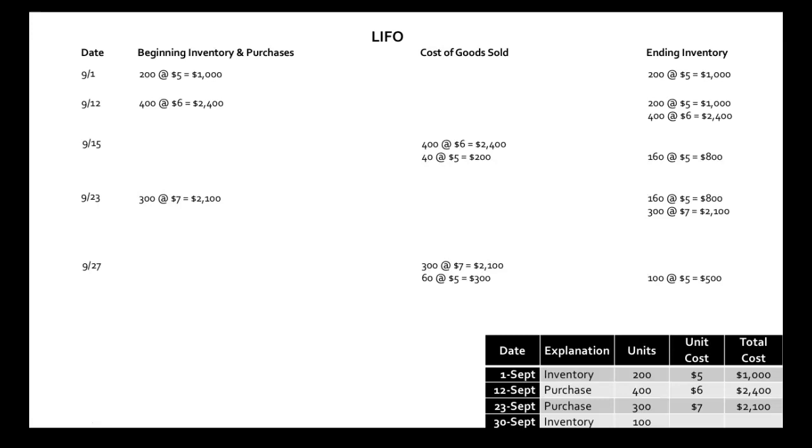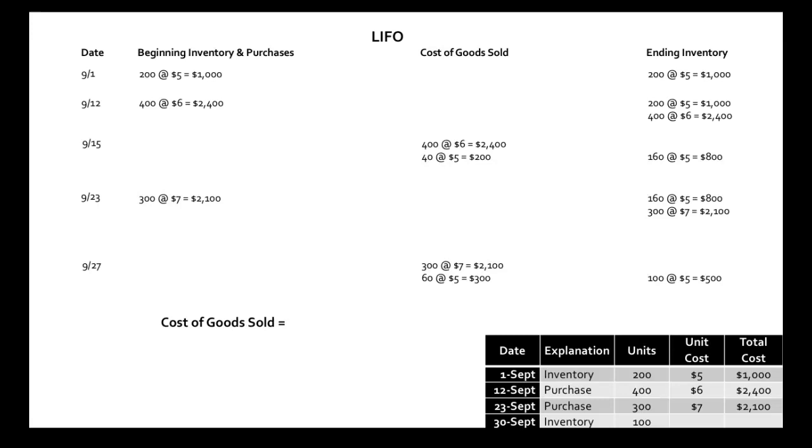Then our ending inventory, we see that we still have 100 left at $5 because we had 160 and we just sold 60 of them. And we don't have any units left at $7 a piece because we had 300 of those and we just sold all 300 of them. So we're left with an ending inventory here of 100 units at $5 a piece. Now, if we remember what we did with FIFO, we had 100 units at $7 a piece with FIFO, right? So once again, we're left with the same number of units. It's just a different unit cost for them.